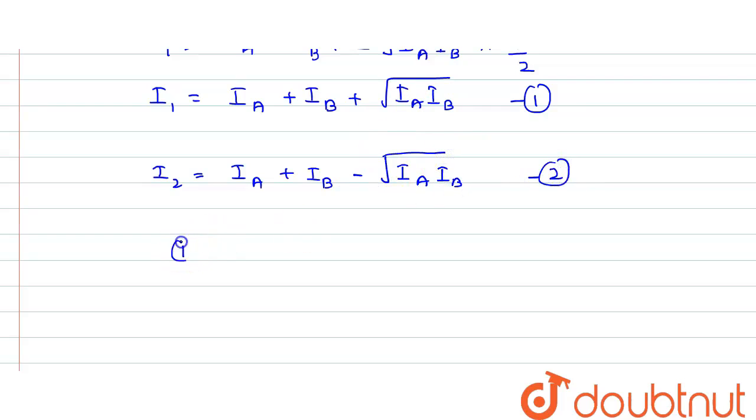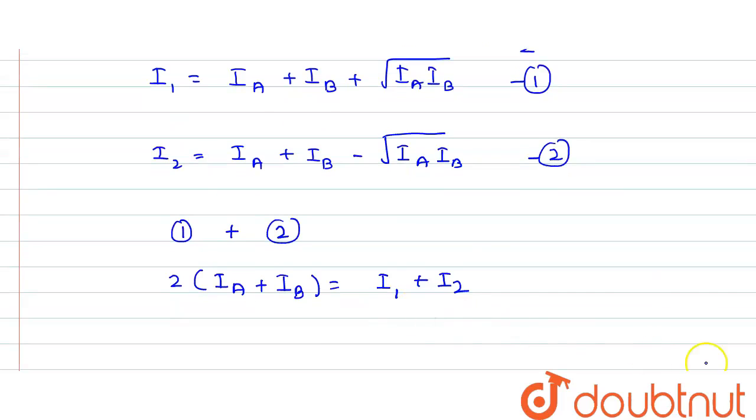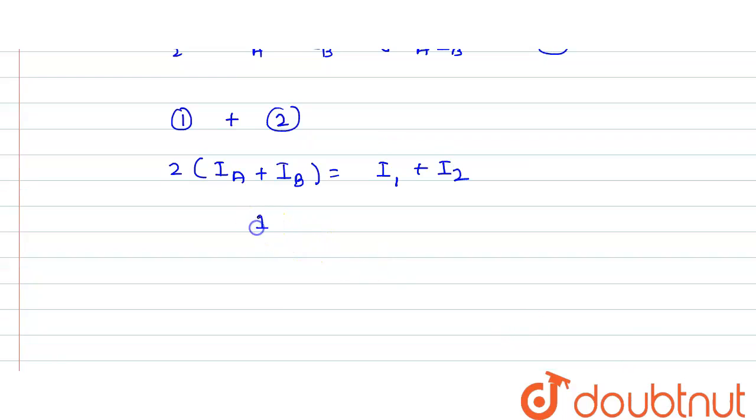Now, if we add these two equations, 1 plus 2, what will happen? Adding the right-hand sides, it would be 2 times IA plus IB, because this would be IA plus IA and IB plus IB. On the left side it would be I1 plus I2. So we can say that IA plus IB would be equal to I1 plus I2 divided by 2. Let's say this is our equation 3.